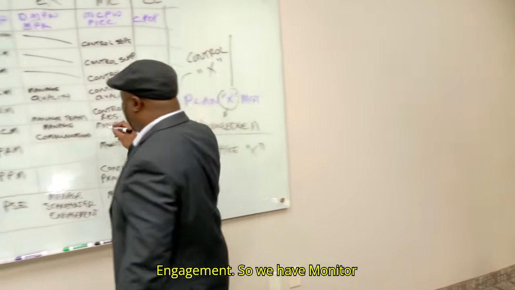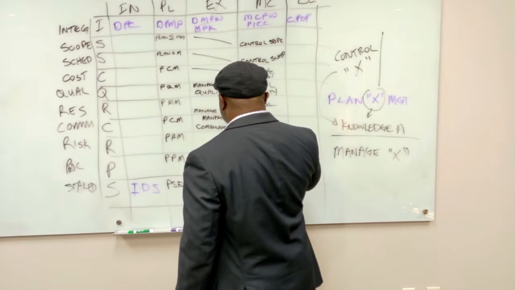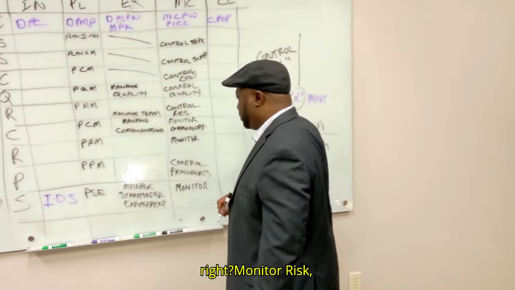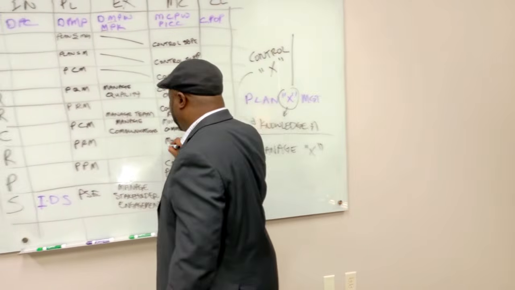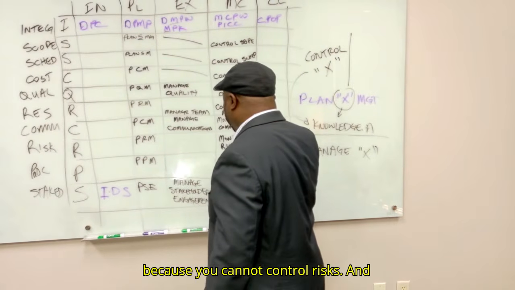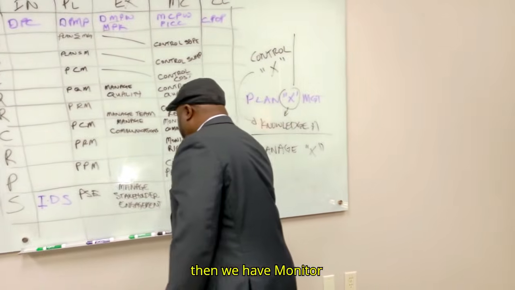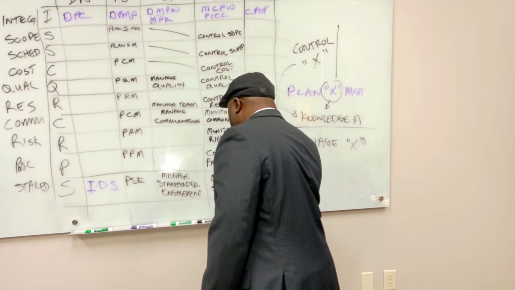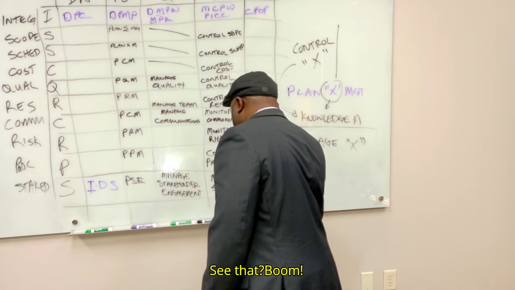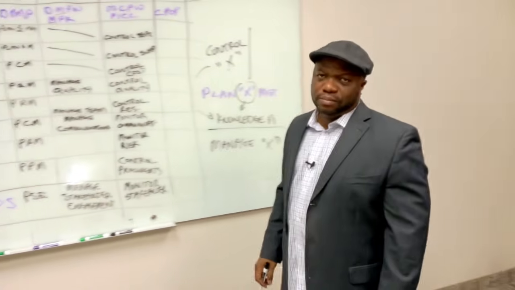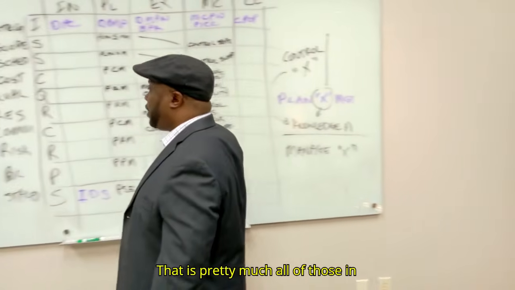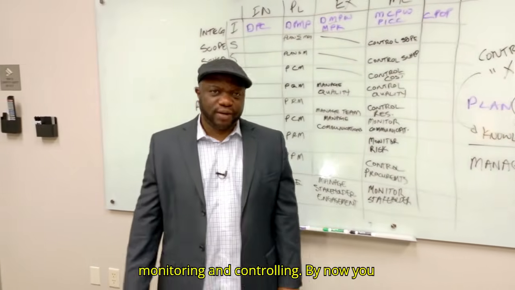So we have monitor communications, right? Monitor risk, because you cannot control risk. And then we have monitor stakeholder engagement. See that? Boom! Easy peasy lemon squeezy. That is pretty much all of those in monitoring and controlling.